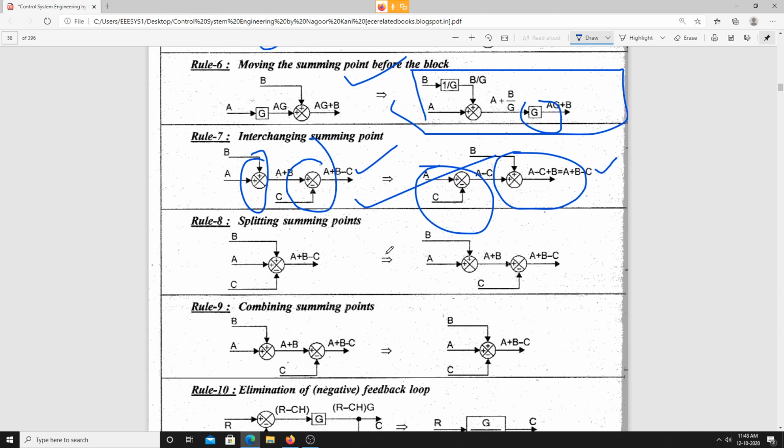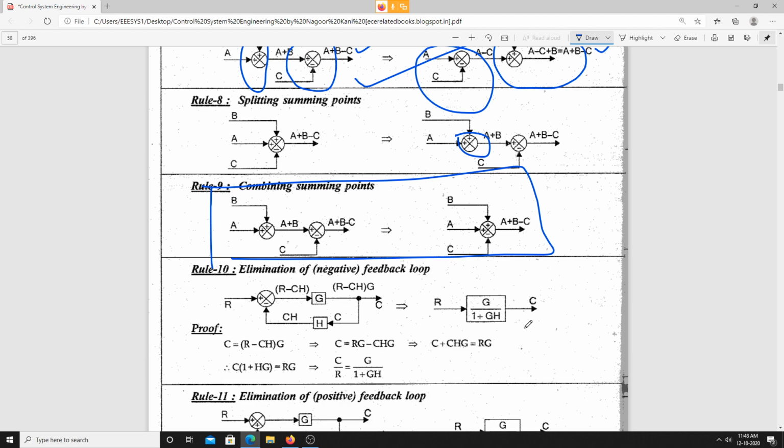Next, rule number 8, splitting the summing point. I can split this summing point. So a plus b here and a plus b, this is one summing point I can take, and this is another summing point. So finally the output we have is a plus b minus c. Now combining the summing point, I can combine the summing points. Similarly, in the same way that we split, for this one we can combine the summing points.